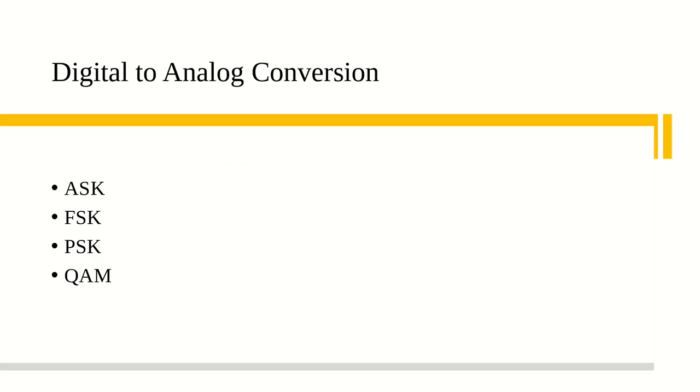So in digital to analog conversion, we use modulation. It is a technique used to send information by modifying the characteristics of a basic electromagnetic signal. The basic signal is called the carrier signal. The characteristics of a signal are amplitude, frequency, and phase.